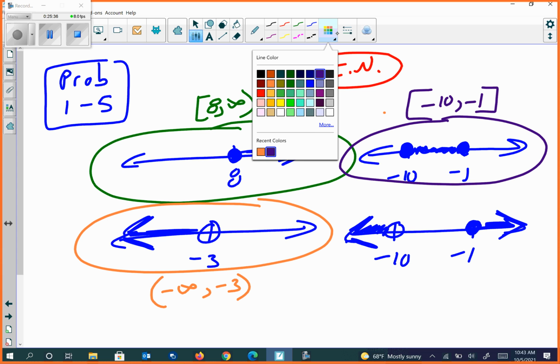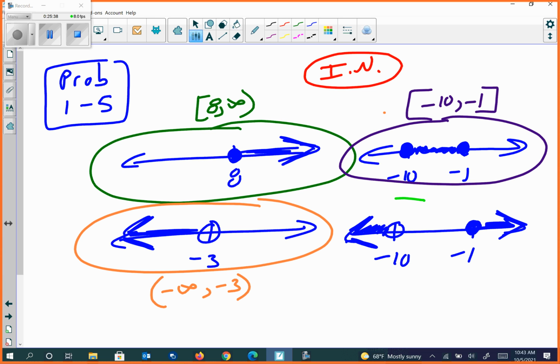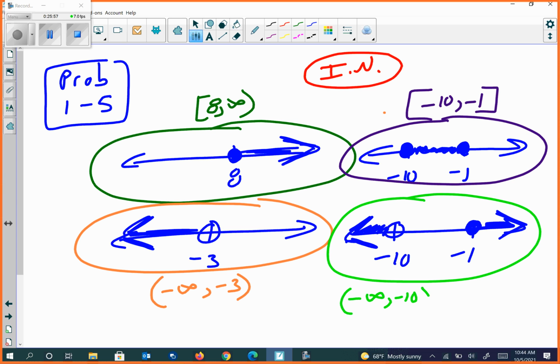And then, let's go with this lime green. I don't know how good that'll show up. What's that? Interval notation. There are two things, yes. Negative infinity, negative 10. What kind of brackets? Both soft.